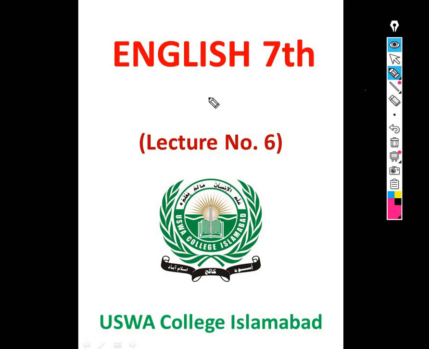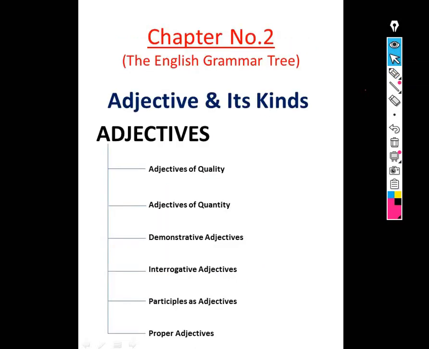Dear students of 7th class, this is our English class and today we are going to start lecture number 6. This lecture will be from the English grammar tree. The topic of today's lecture is adjectives and its kinds. In the first lecture of English grammar tree, we learned about the noun and pronoun and their kinds, and today we are going to start adjective and kinds of adjective. There are 6 kinds of adjective.